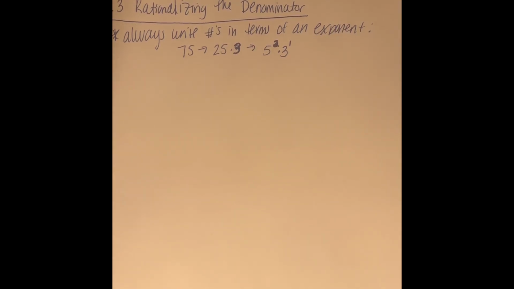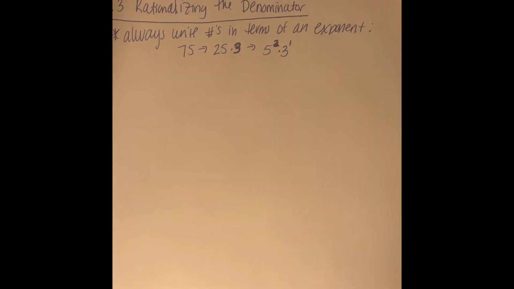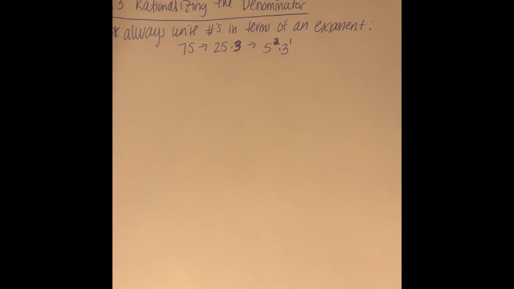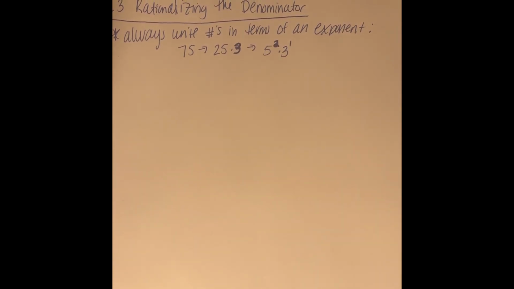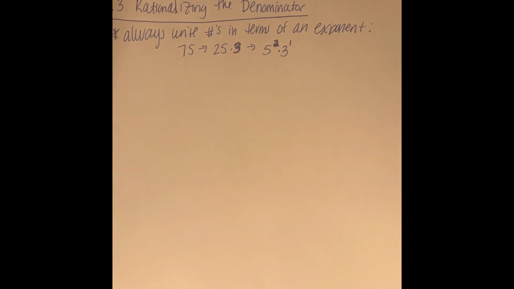Just a reminder, when we have integers written inside of the radical, it's important to always write these numbers in terms of an exponent. So let's say we have the number 75. 75 is the same thing as saying 25 times 3, or it's the same thing as saying 5 squared times 3 to the 1.